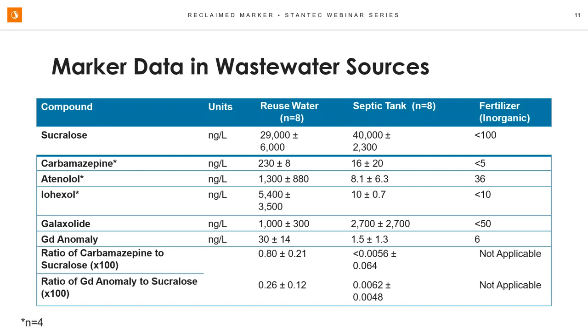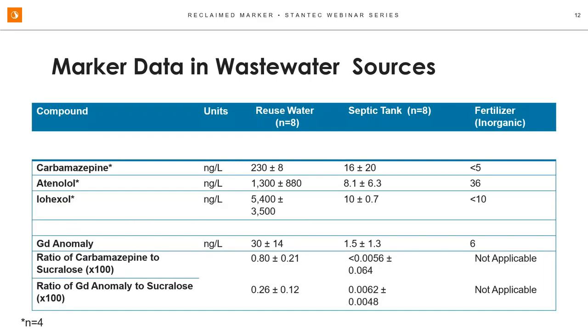And something like galaxolide, which is a fragrance, a musk fragrance that's put into a lot of personal care products, behaves similarly, that you'll find both of these in reuse water all the time, and you'll find it all the time in septic as well. So we immediately eliminated those.